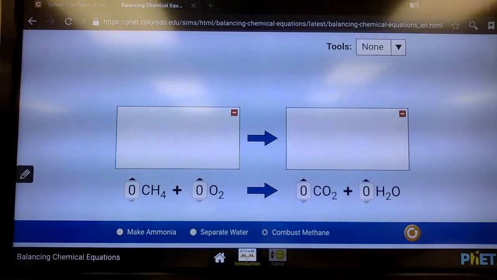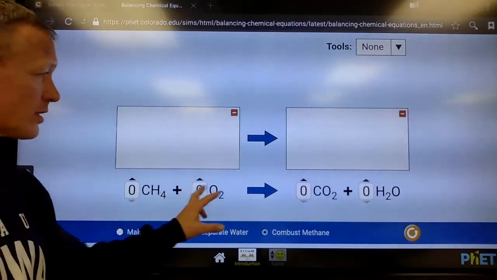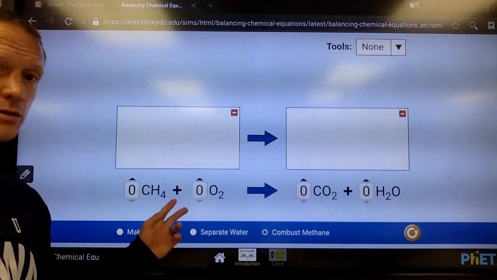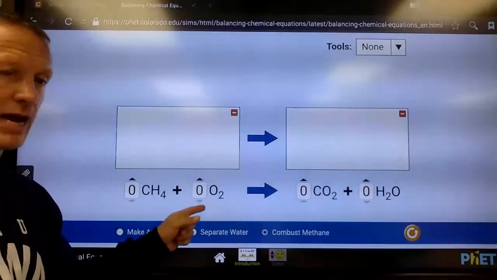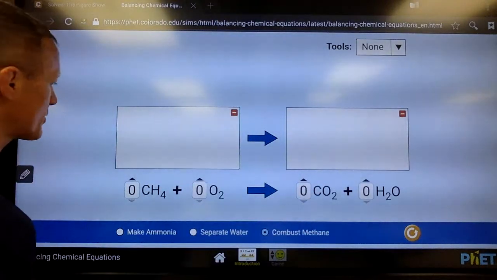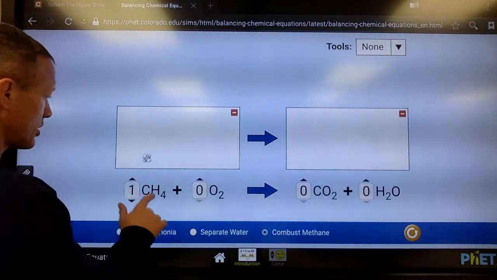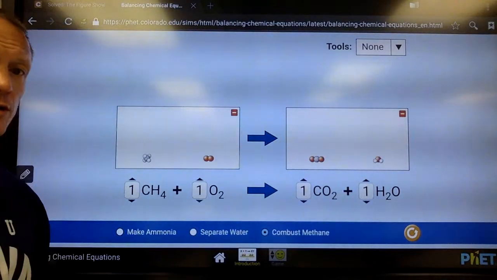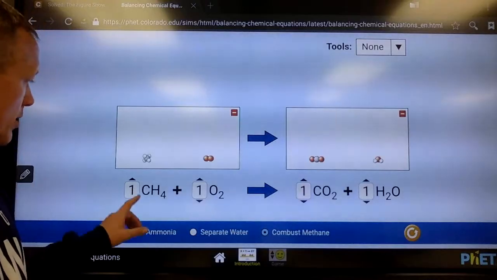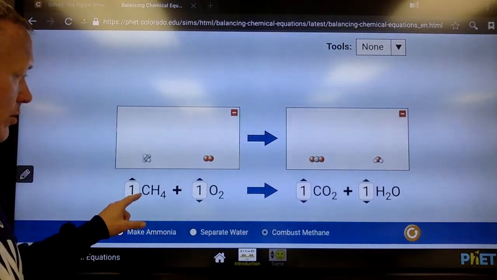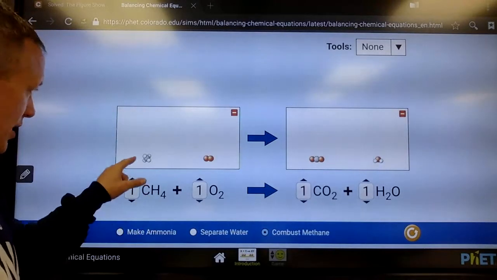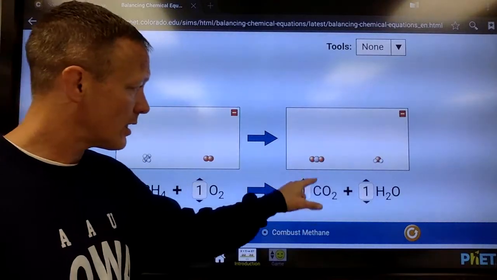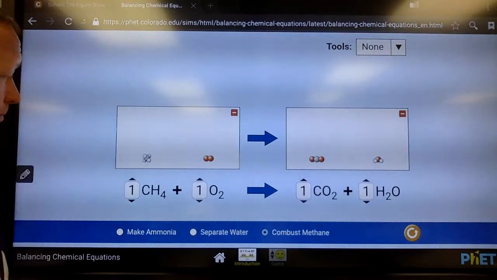Let's do this. Now we got 2 reactants, 2 products. Again, bonds are being broken in the reactants, bonds are being made in the products. So let's put everything out of 1 right now. We got 1 of each molecule. We have 1 CH4. So let's look at individual atoms here. That's got 1 carbon in it. This has 1 carbon in it. So the carbons look good.